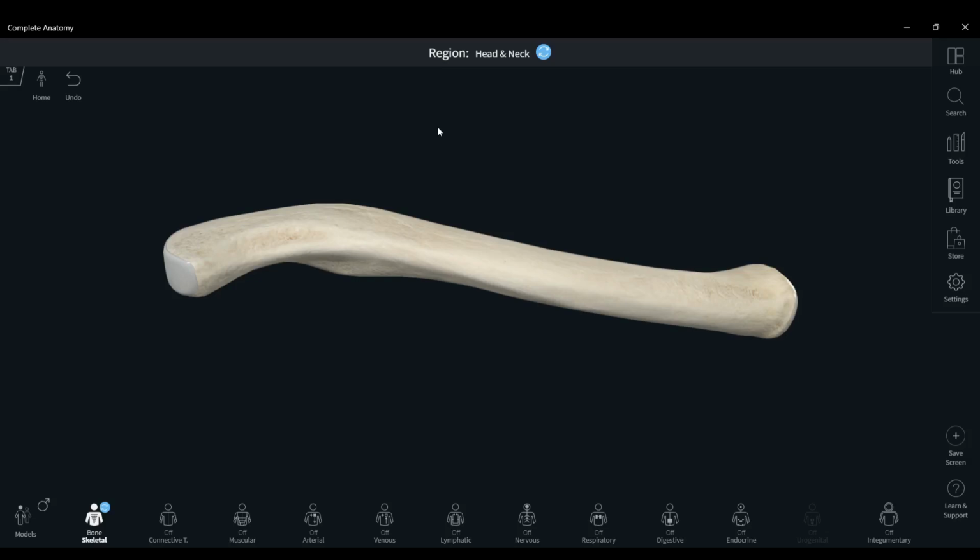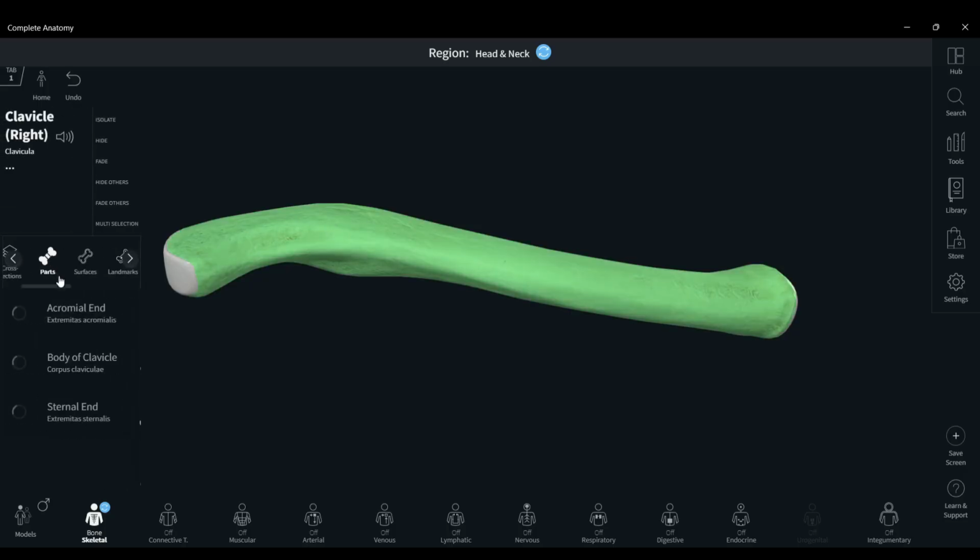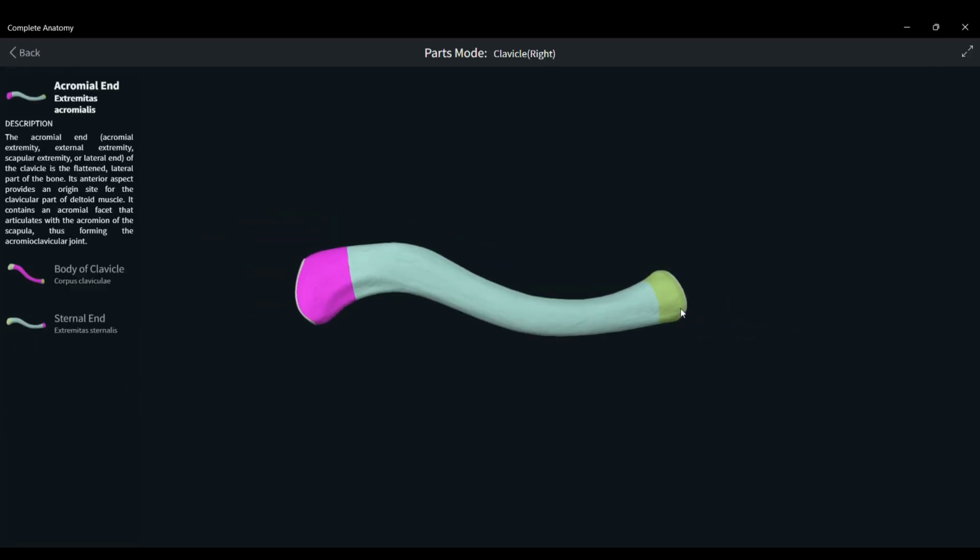Welcome. Among the bones of the upper limb, let's first look at the clavicle. We will walk through the 3D model, focusing on the important surfaces and attachments. Let's start with the lateral end, the extremitas acromialis.